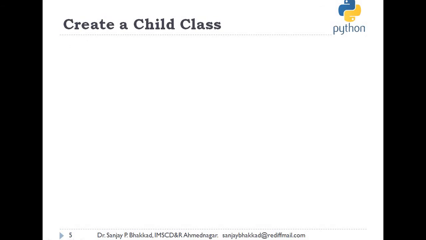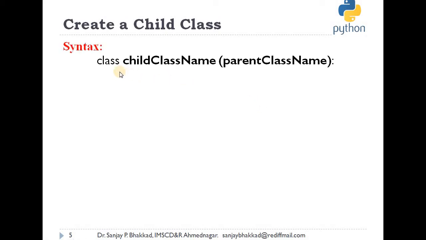Now let us create the child class. To create a child class that inherits the functionality from a parent class, send the parent class name as a parameter when creating the child class. Its syntax is like this. Again use the keyword class, the child class name, and in the parentheses we need to pass the parent class name as a parameter. Meaning we can say that this child class inherits the parent class.